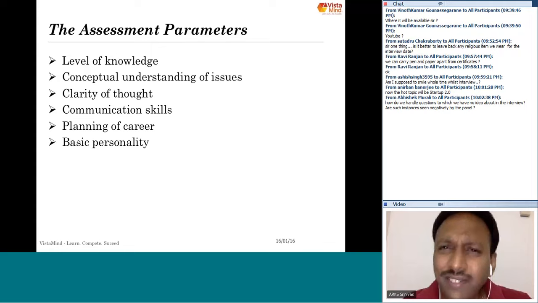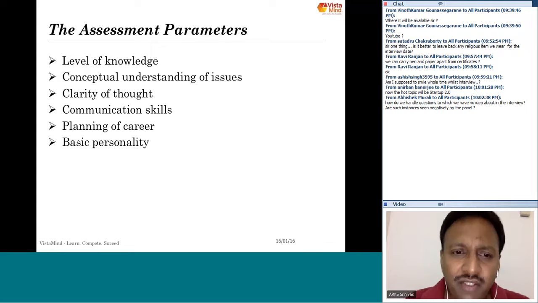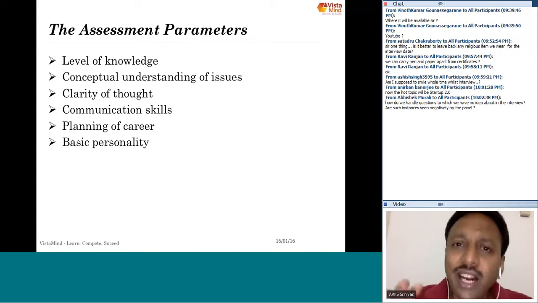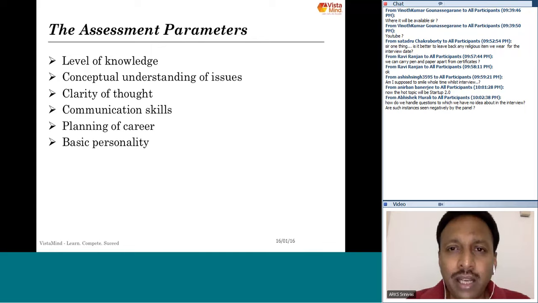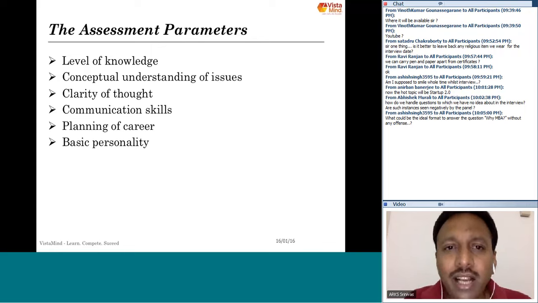Basic personality is a very important thing which we talk about: strengths and weaknesses, the kind of strengths that they are looking at, and of course not really bad weaknesses, so that you have the right kind of strengths for becoming an MBA or a manager. But if you notice, these are the broad assessment parameters. Okay.